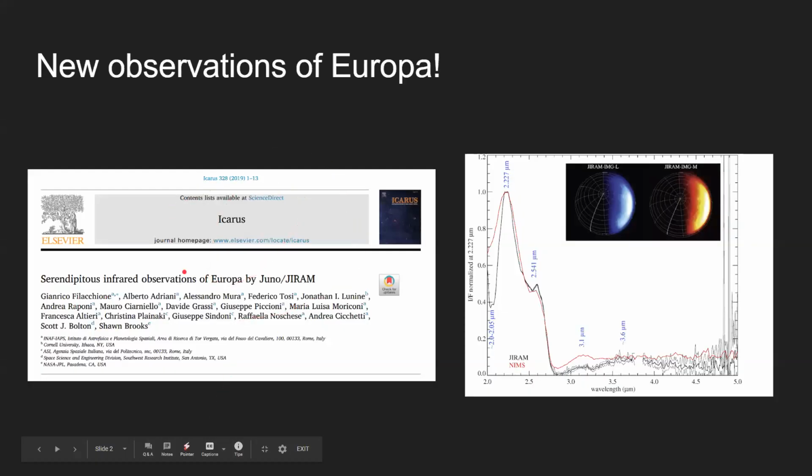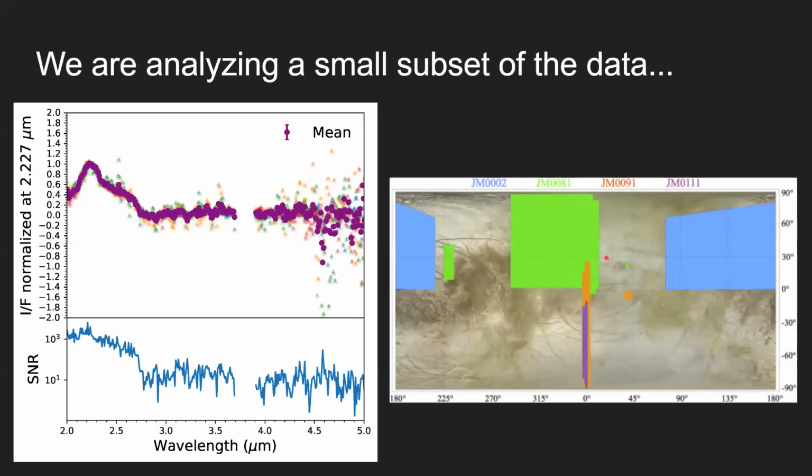Okay, so this is a screenshot of the paper that was published by the GRAM team. GRAM is the IR spectrometer on Juno, and this is a sample of the data that you see. The data that I am analyzing comes from this very tiny region here.